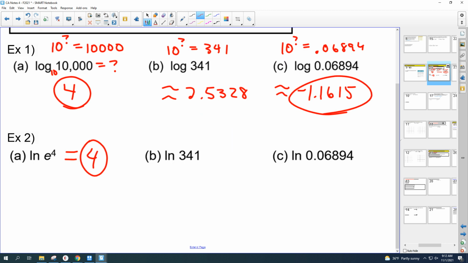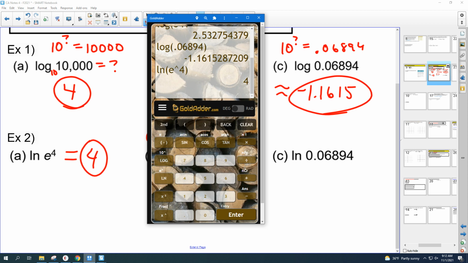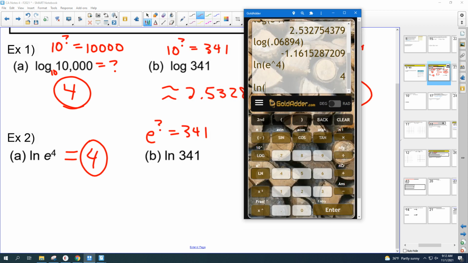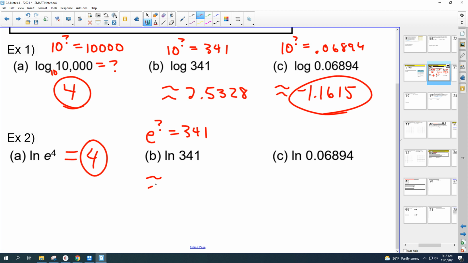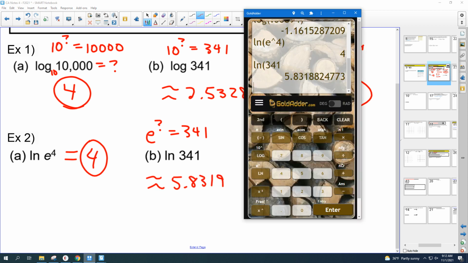Natural log of 341. What that's saying is e to what power equals 341. I don't know about you, but I can't do that, but I don't have to because I can just say natural log 341. 5.8319, so about 5.8319. And one way to verify this is if you take that and say, all right, what's e to that power? e to that power should be 341. And sure enough, it is, only off slightly because of rounding.